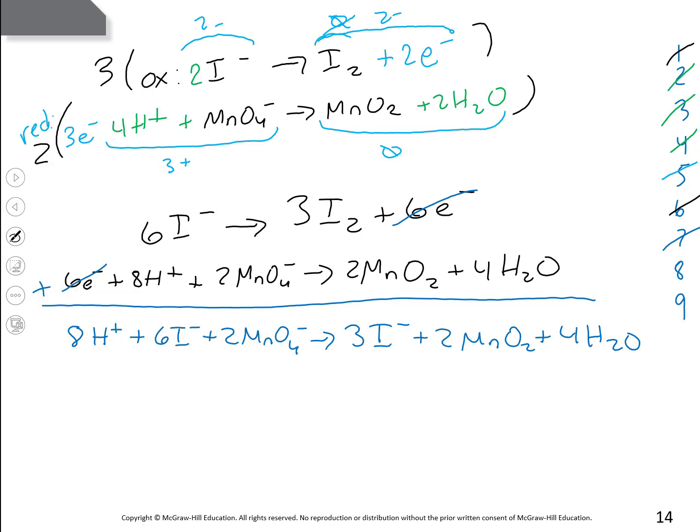Because we are in a basic solution, we've got these extra steps that we only have in basic solution. What was step 8 if you're in a basic solution? Good. Add hydroxides to cancel out the hydrogen ions. So I have 8 hydrogen ions. So how many hydroxides am I going to add over here? 8 hydroxides. Because I'm now a full equation, anything I do onto one side I must do to the other. So I'm going to also add 8 hydroxides over here. Now, these 8 hydrogens and 8 hydroxides on the reactant side are going to add up to make 8 waters.